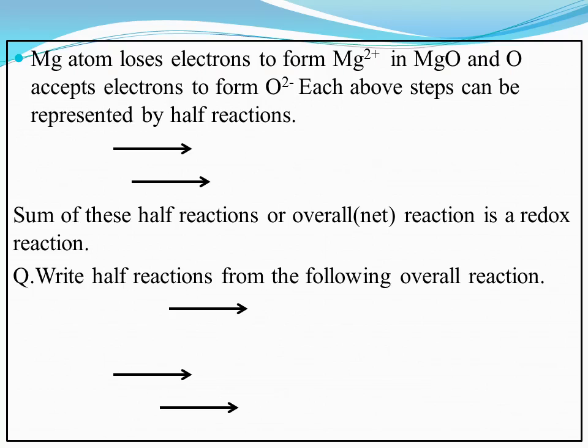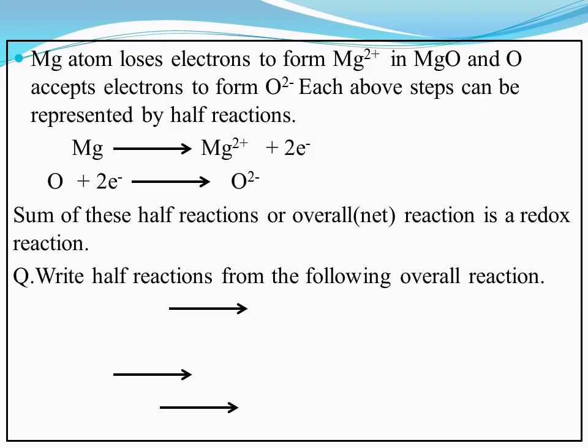In this reaction, Mg atom loses electrons to form Mg2+, and oxygen accepts electrons to form O2-. Each of the above steps can be represented by half reactions as below. Mg produces Mg2+ plus 2 electrons. Oxygen accepts 2 electrons to form O2-. The sum of these half reactions is a redox reaction.